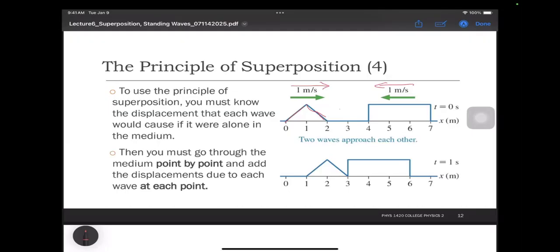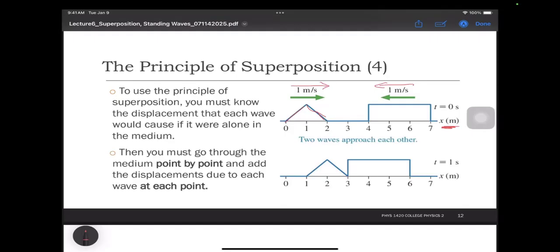If they overlap, which means they will be in the same position, here is the position, and then the superposition situation will happen. The displacement will be added. Does it make sense to you?